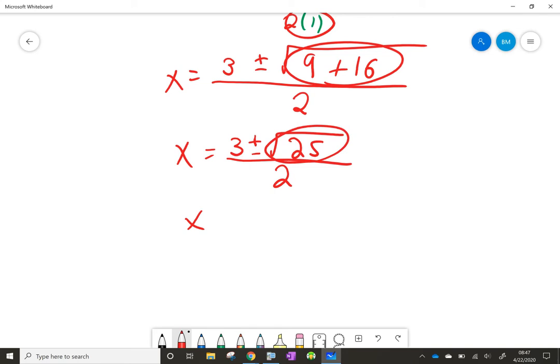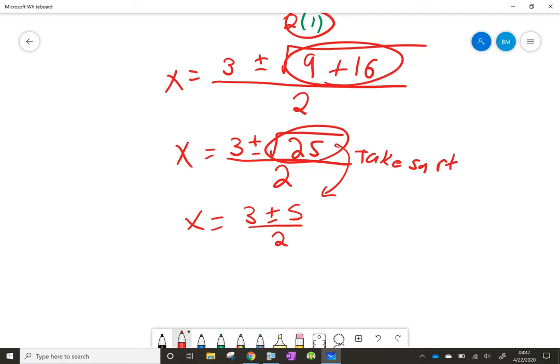Again, we're still focused inside the radical. The square root of 25. Well, this one is a perfect square. The square root of 25 is 5. So this is going to become 3 plus minus 5 over 2. And now the radical's gone. Keep in mind, when you take the square root, you remember, it's called taking the square root for a reason. You took it, right? It's gone. It's not there anymore. The square root part is gone. It's just a regular number now, okay?